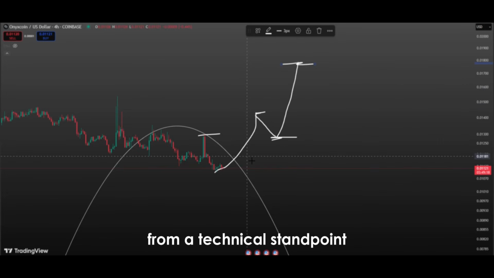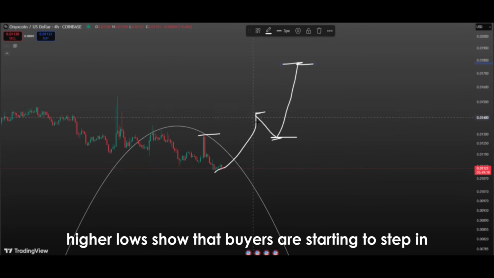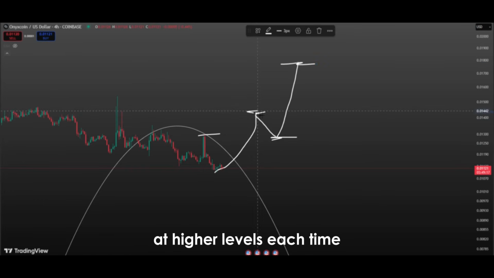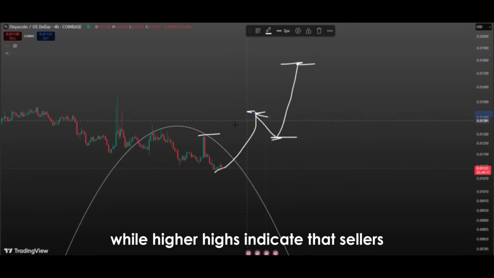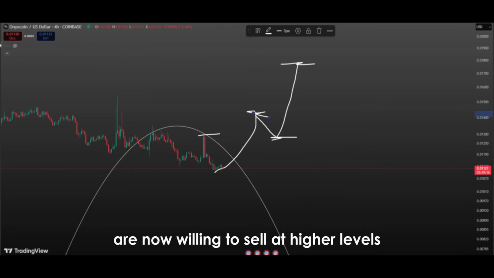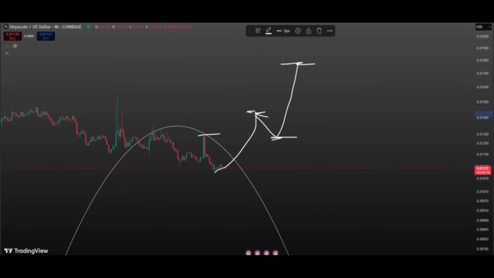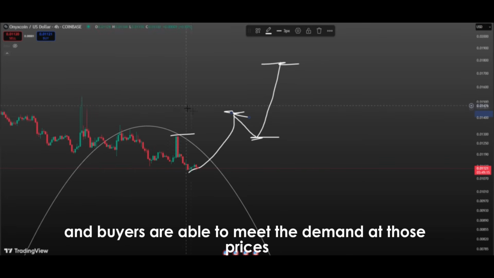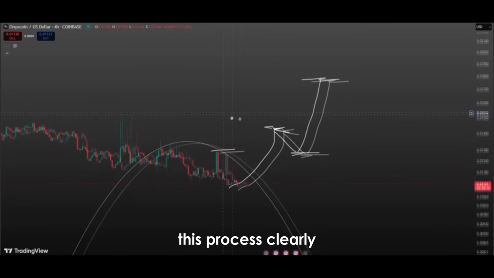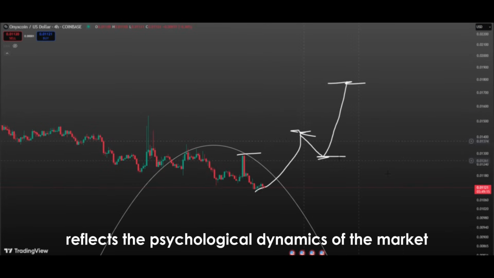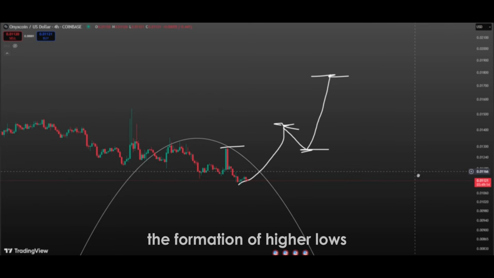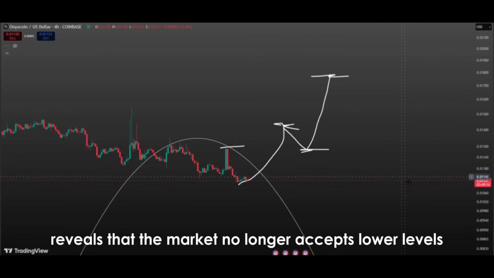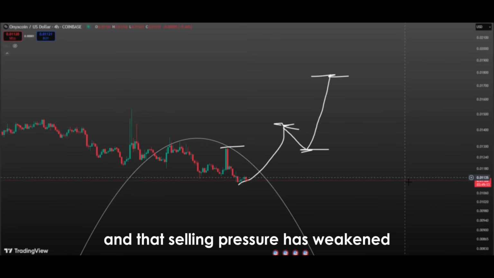Higher lows show that buyers are starting to step in at higher levels each time, while higher highs indicate that sellers are now willing to sell at higher levels, and buyers are able to meet the demand at those prices. This process clearly reflects the psychological dynamics of the market. The formation of higher lows reveals that the market no longer accepts lower levels, and that selling pressure has weakened.